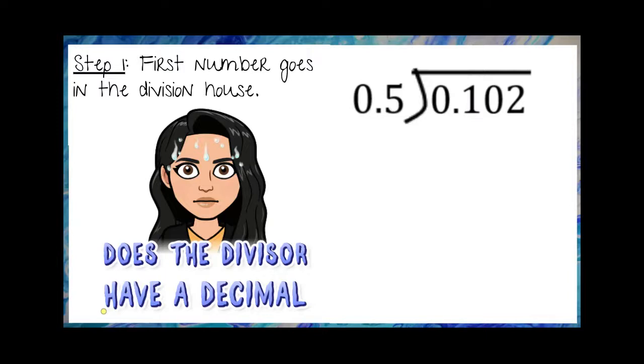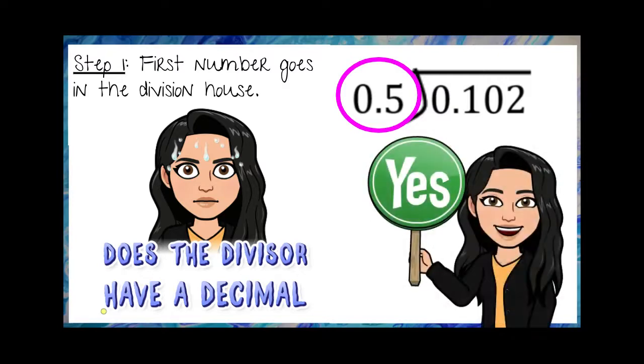Now we're going to ask ourselves the same question. Does the divisor have a decimal? So this is our divisor. Does it have a decimal? Yes, it does. So that means that this problem is going to have a little bit of extra steps in it because this answer is a yes.